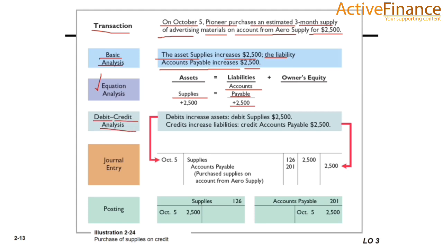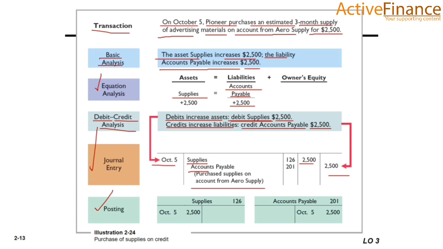So in the debit and credit analysis, debit increases assets, so we debit supplies, and credit increases liabilities, so we will credit accounts payable 2,500. So this is the general entry. We will record supplies on the debit side and accounts payable on the credit side. So this is the explanation, and we will post this entry similarly as we did before.